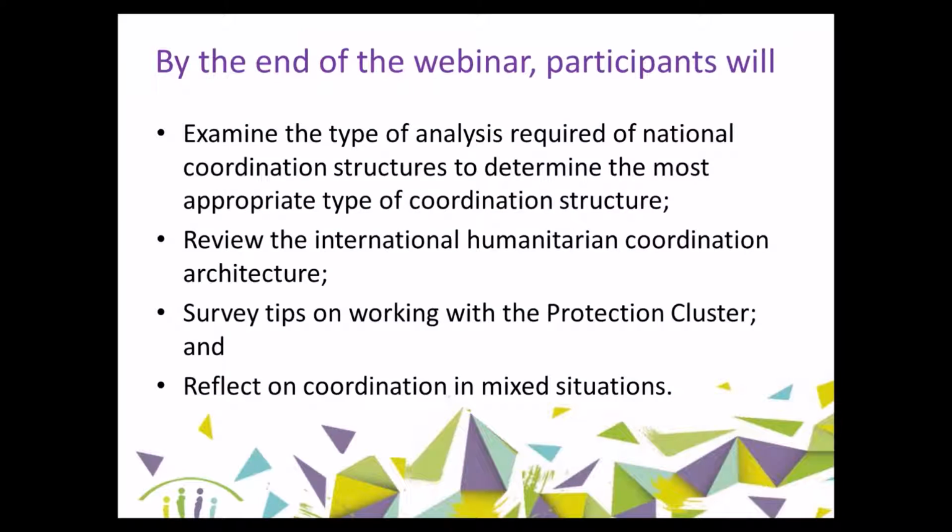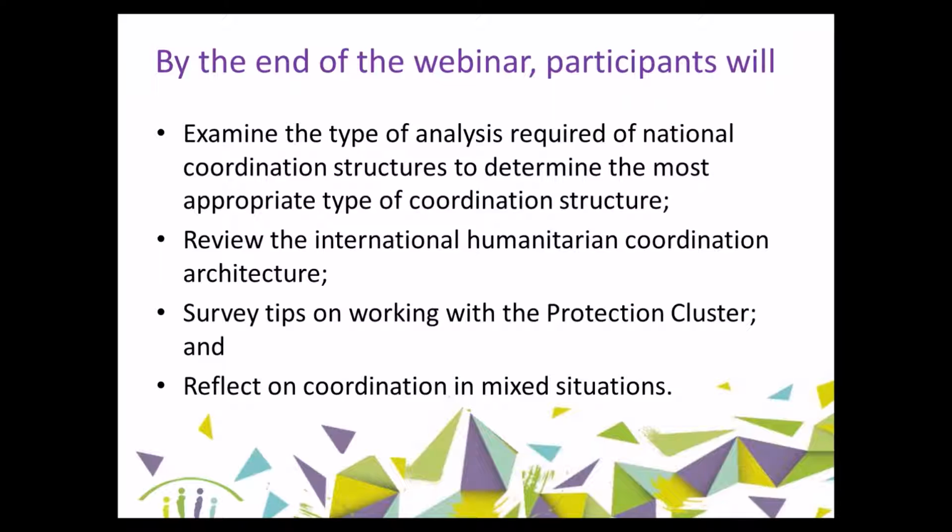So by the end of this webinar, we're going to hopefully examine the type of analysis required of national coordination structures. We're going to review international humanitarian coordination architecture, and we're going to look at working with the protection cluster and some top tips for that. And we will also reflect on coordination in mixed situations.